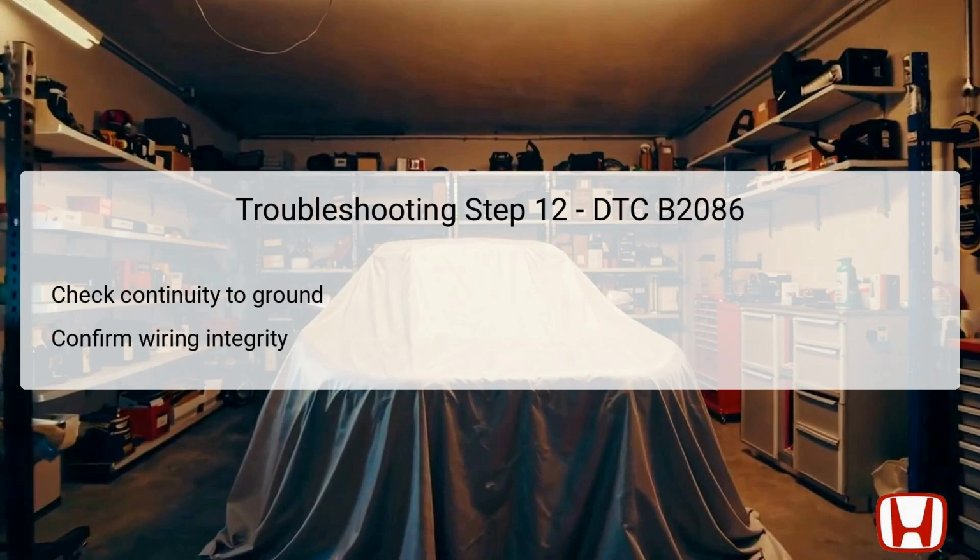Verifying the integrity of connections is a foundational part of troubleshooting electrical issues, as broken or corroded connections can lead to numerous errors in vehicle systems. This step helps identify whether the wiring is the core issue contributing to DTC B2086.